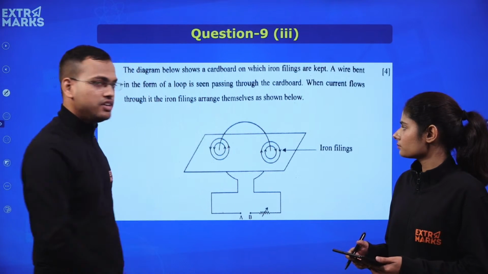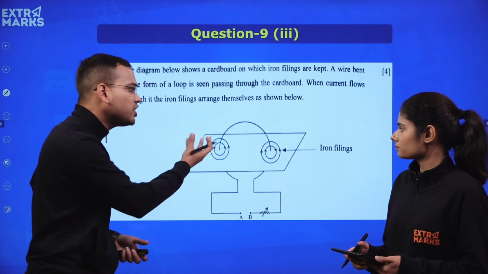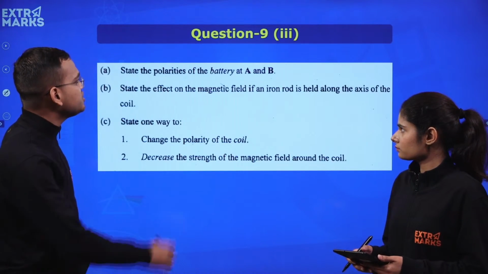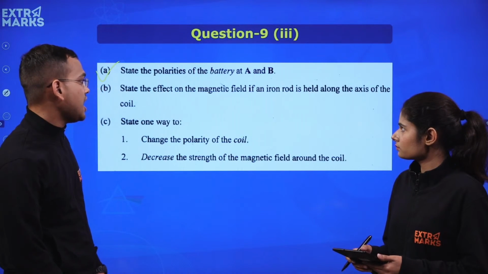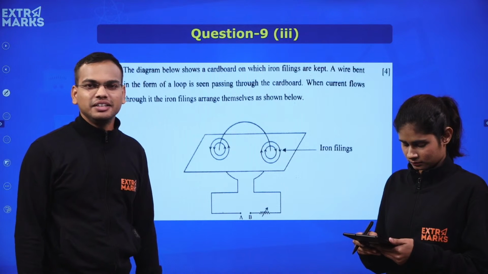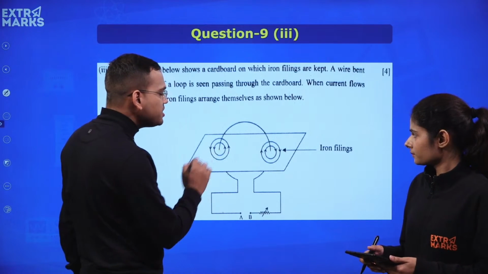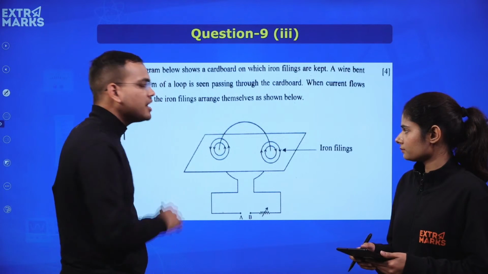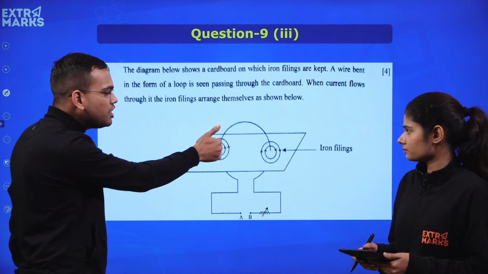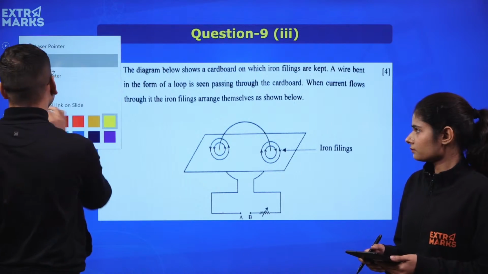These circular lines with arrows are representing the pattern in which the iron filings are arranged, along with the direction as well. So the question is asking to state the polarities of the battery at A and B. Very important question. Everyone knows the right hand thumb rule. So at this point, what is the direction of these circular lines? They look clockwise. If I curl my fingers like this, they will look clockwise. So here the direction of current will be upward.